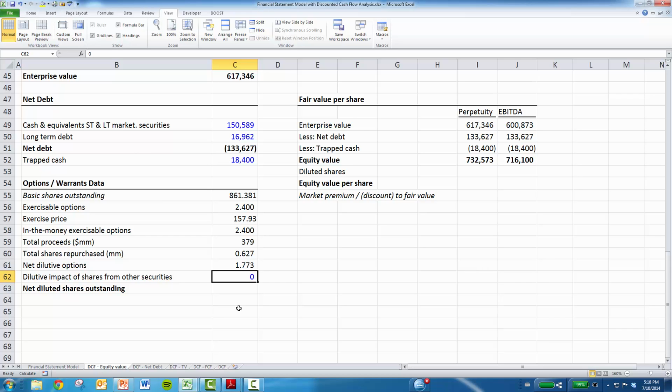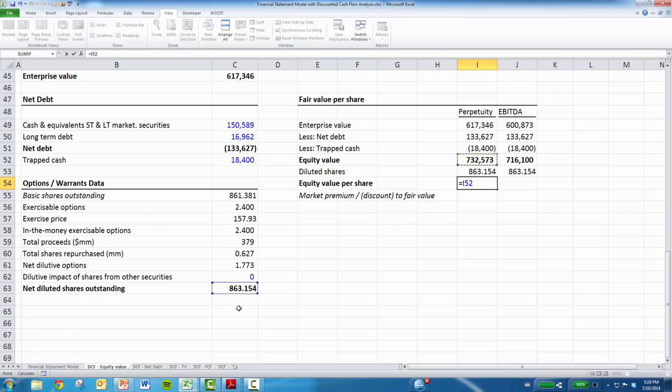There is no dilutive impact from other securities, so our net diluted shares outstanding is simply the basic shares outstanding plus the net dilution from options plus any dilutive impact from other securities. We want to make sure we brought that into the calculation. So this is the share count that we're going to use to calculate equity value per share. And at this point, we can finally turn to the answer of what we think this DCF says about Apple. Diluted shares are 64. Let's anchor that cell. So we need it for both.